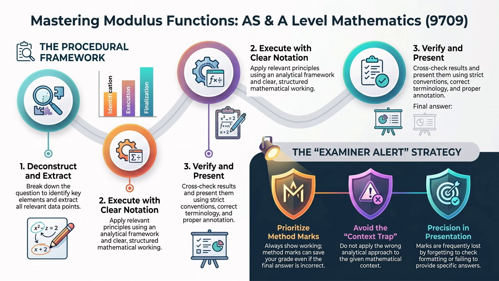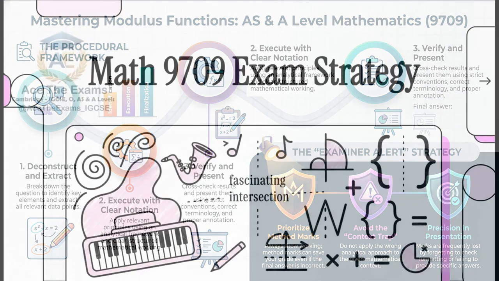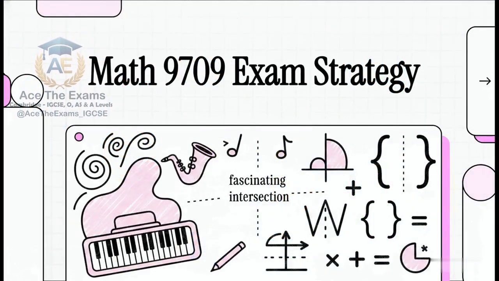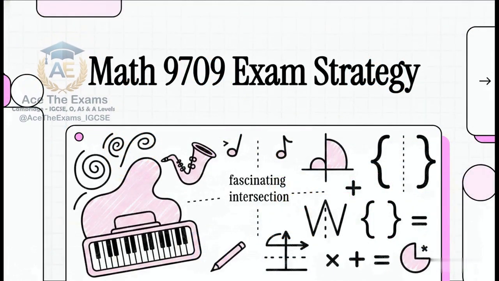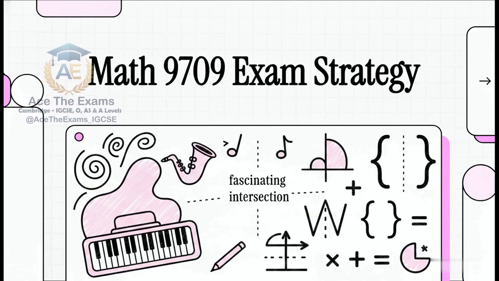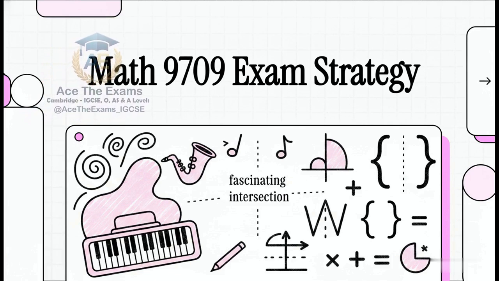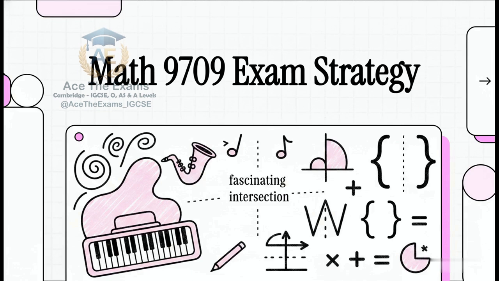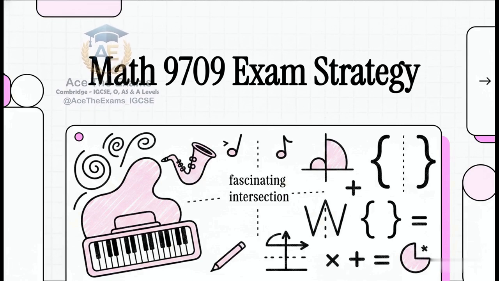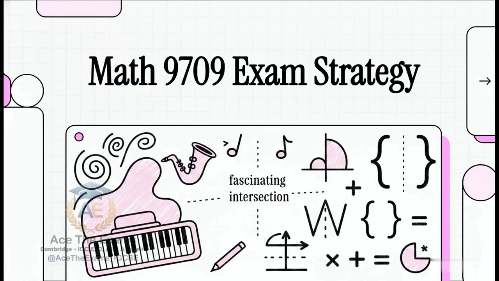Welcome to The Explainer. Today we're looking at a pretty fascinating intersection between strict academic discipline and creative problem solving. We're talking about the Cambridge AS and A-Level Mathematics 9709 syllabus. It turns out, if you want to master the really tricky world of algebra, specifically modulus functions and inequalities, you have to learn how to improvise within a very strict structure. Think of it exactly like being a master jazz musician. You have to deeply understand and respect the foundational rules before you can get up on stage and flawlessly improvise.